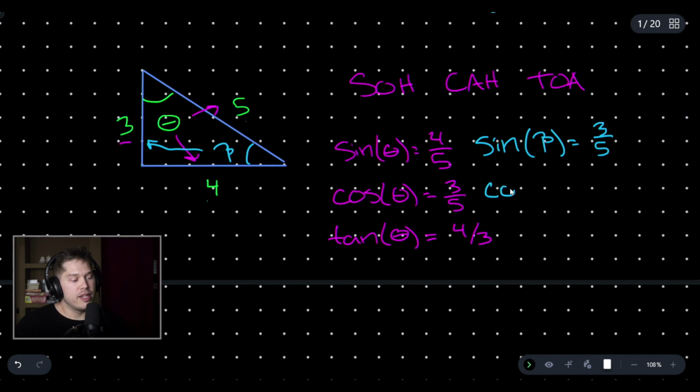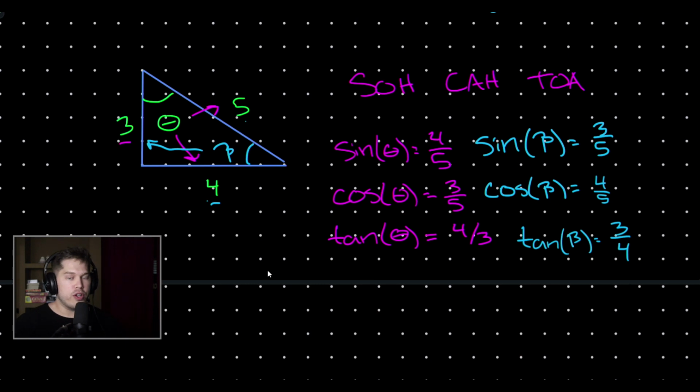Cosine of beta will be what? It will be 4 over 5. Oops, I wrote 5. It'll be 4 over 5. And the tangent of beta will be 3 over 4.